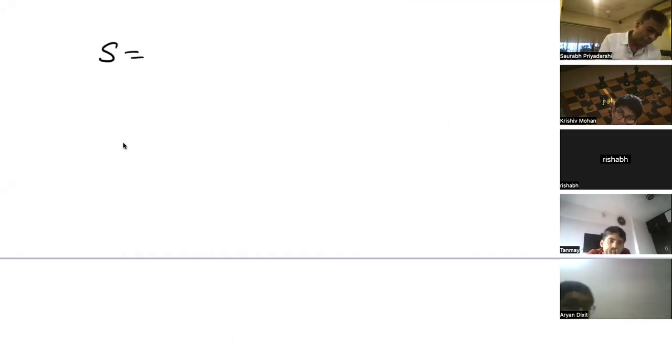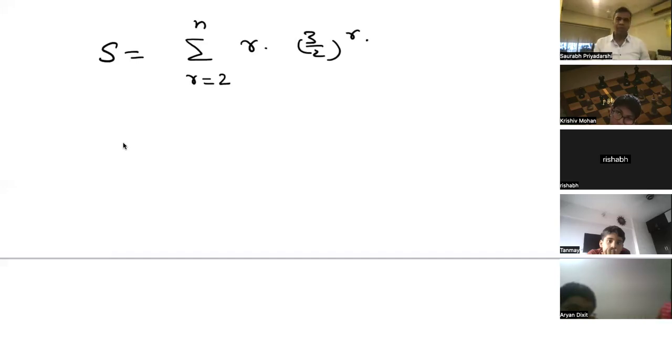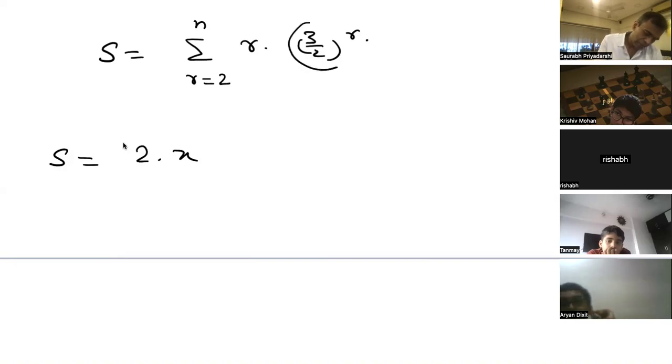S is equal to the summation, r is equal to 2 to n, r into 3 by 2 to the power r. So the summation is S is equal to 2 into x, I'm writing this as x, plus 3x square plus 4x cube up to n x to the power n. Is this okay?